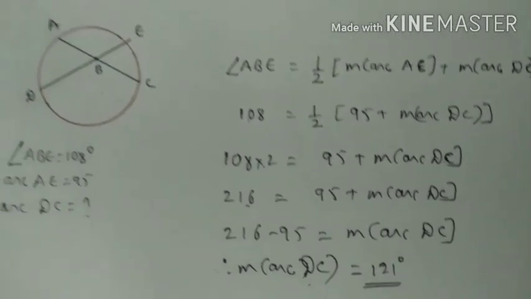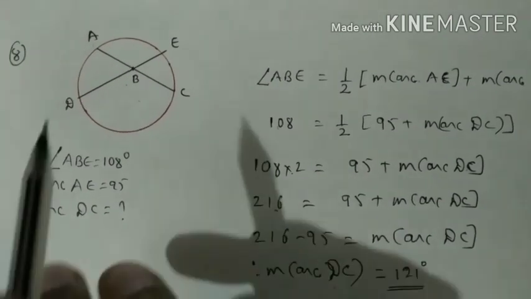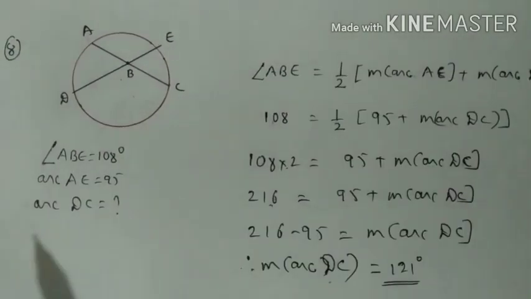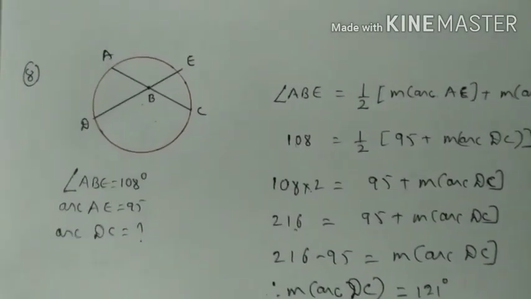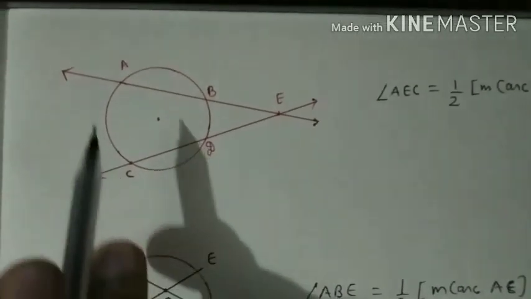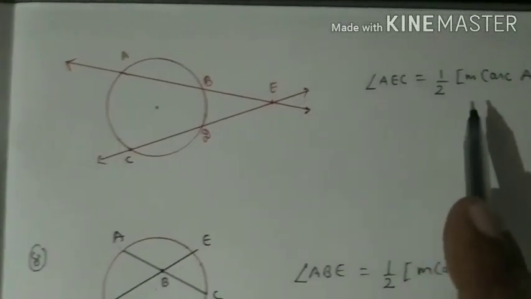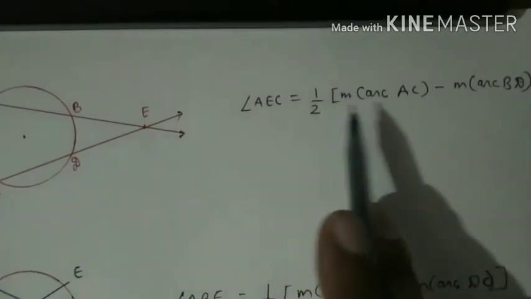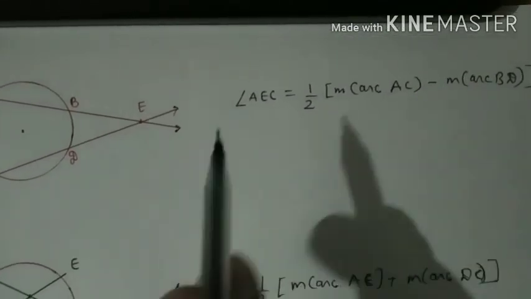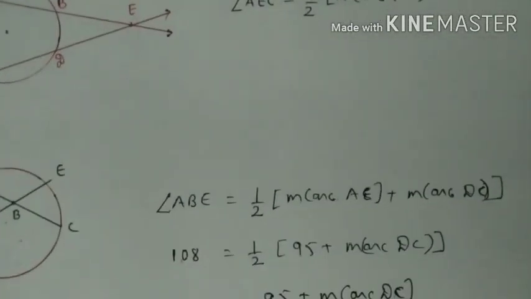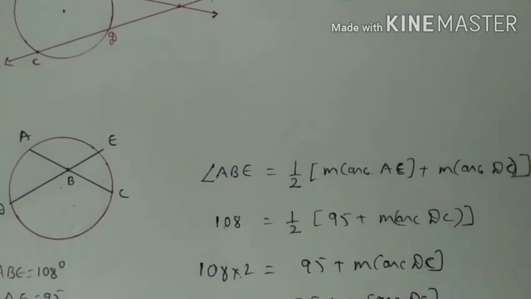Means here the chords intersect inside the circle, and in the previous one they intersect outside the circle. So here we will take half of the difference of both the arcs, and here half of the sum of both the arcs.